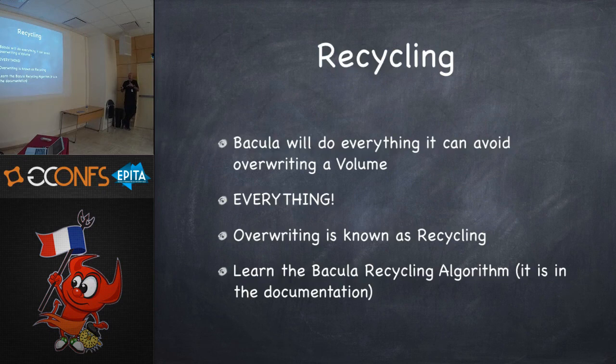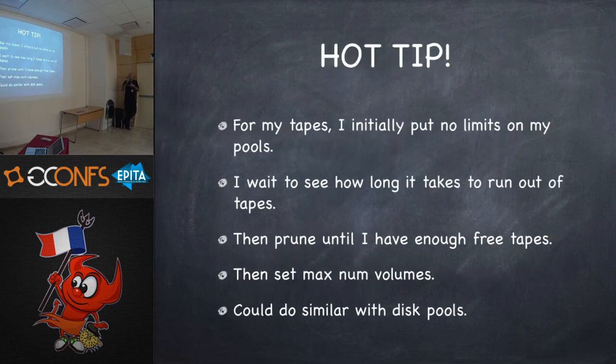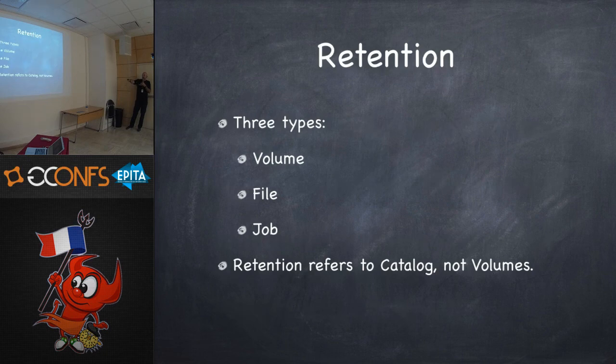There are directives that you can use. You can put restrictions on pools. You can say the maximum number of volumes, the max size of this volume. You do the math, and that's how much disk space it'll take up. But still, monitor your disk space, because one day your jobs are going to fail because they ran out of space. There are the 3 types of retention we talked about there. Again, it refers to the catalog, not your backup.